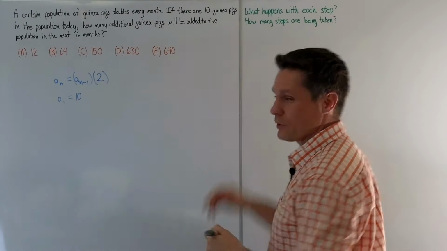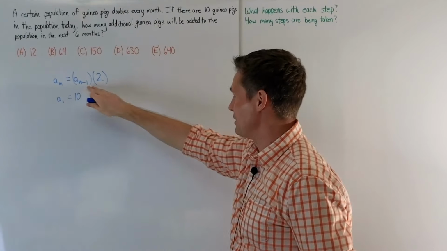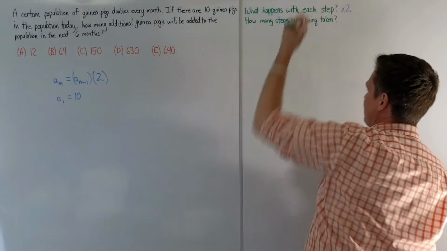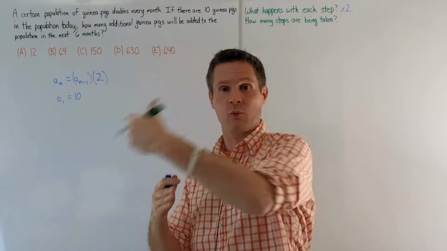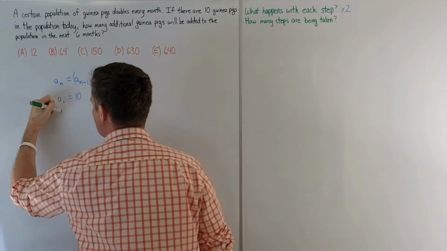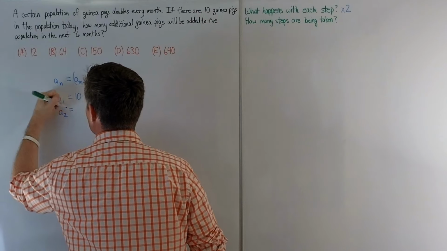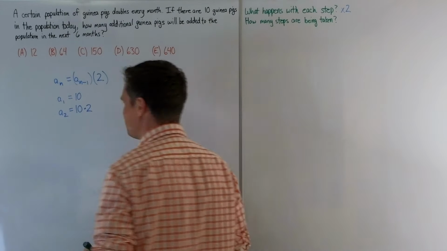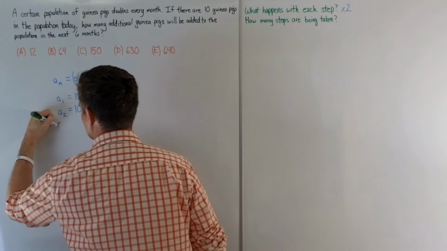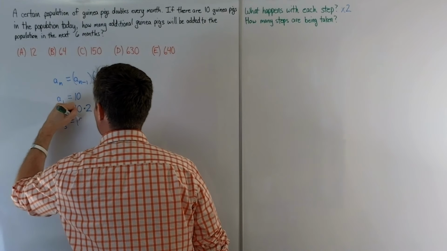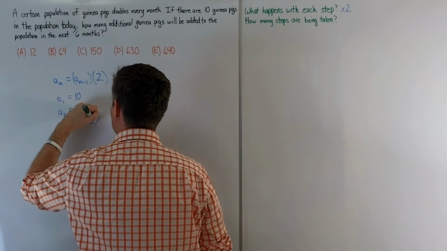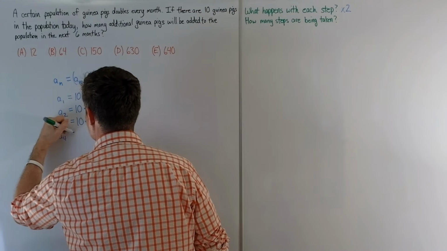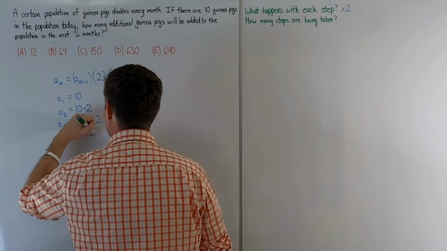Well, first of all, we know what happens with each step here, right? Every time we move a step, we're going to be doubling the population, if a step represents movement from one month to the next. So a sub 2, the population at the beginning of the next month, is going to be 10 times 2. And then a sub 3 is going to be that number from the prior term times 2 again, 10 times 2 times 2. Same deal if we get to a sub 4, it's going to be 10 times 2 times 2 times 2.